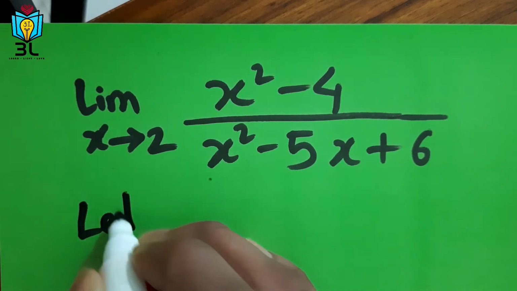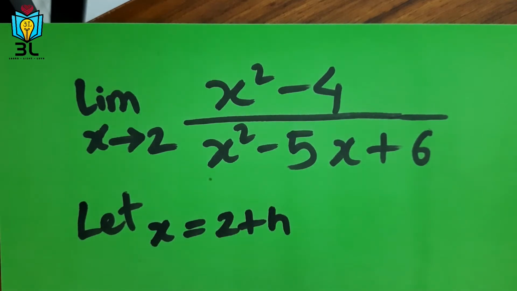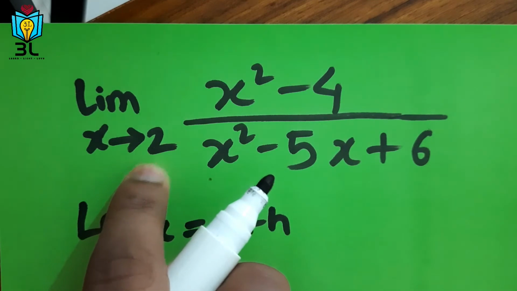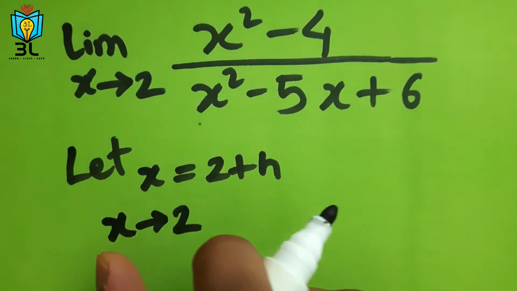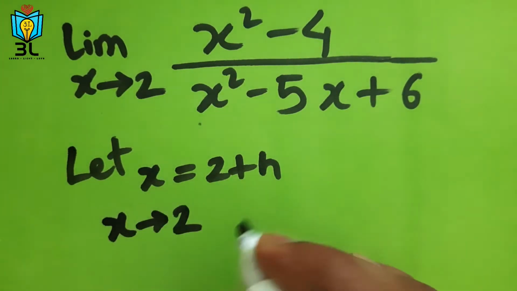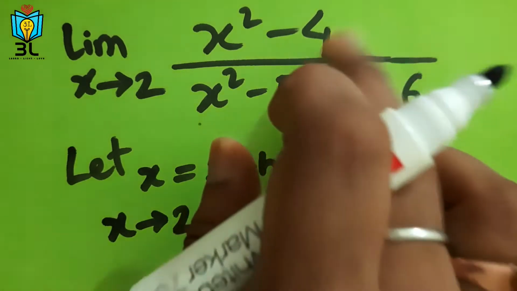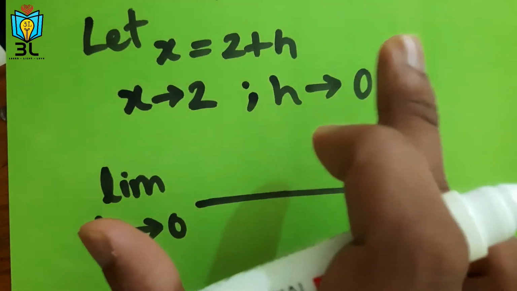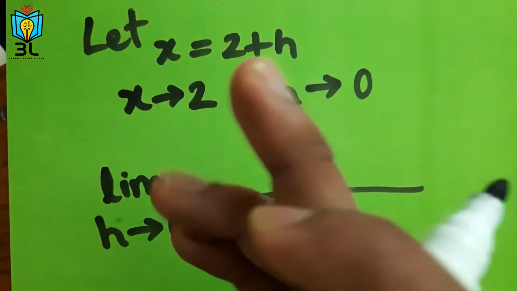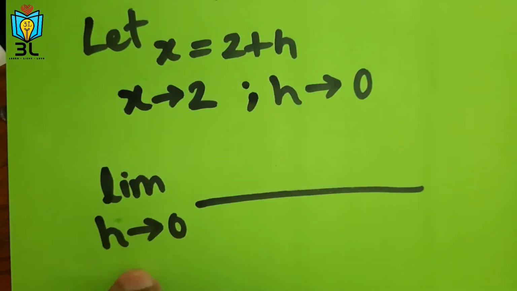We can let x equal to 2 plus h, and then if we put 2 instead of x, what will we get? We will get h tends to 0. So now we can put this limiting value in the main equation. As we are putting h tends to 0, instead of x tends to 2, we will put h tends to 0. So we write limit h tends to 0.